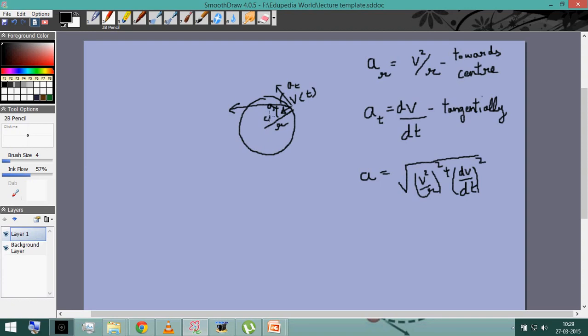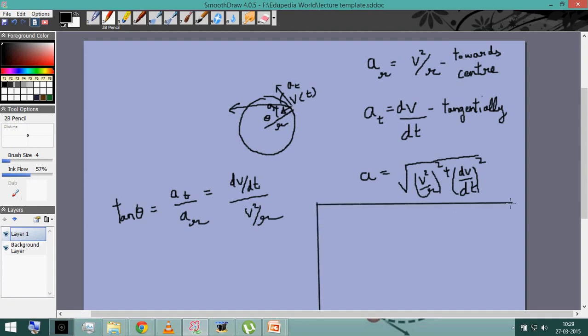We could also try to find the angle of the acceleration with the tangent or the radius. This will be the net acceleration, and it will make a certain angle with the tangential direction, and it will make a certain angle with the radial direction. If I call that theta, tan theta will be acceleration tangential divided by acceleration radial, perpendicular by base, which will simply be dv by dt divided by v square by r.